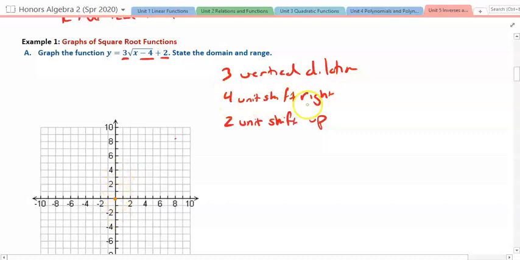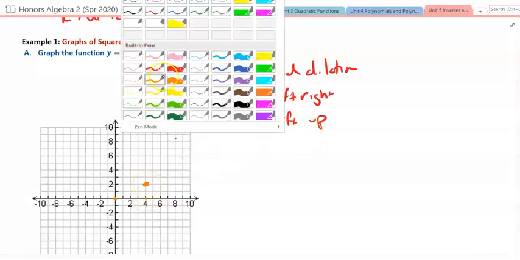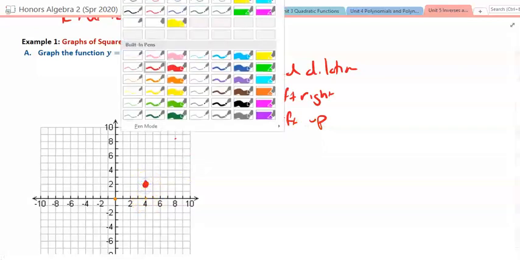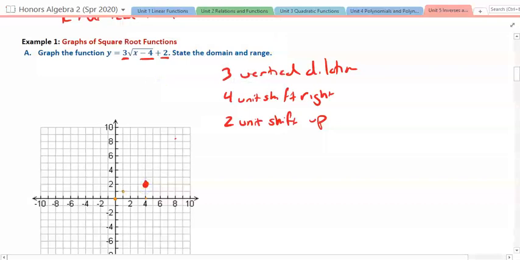move me anywhere vertically because 3 times 0 is 0. But it will take me 4 units to the right. So 4 units to the right would end me up here, and then 2 units up would end me up here. So this first point, and I'm going to change the colors here, will be here. Now, my next point would have been at 1, 1, because the square root of 1 is 1. And so vertical dilation of 3 means 1 times 3 ends me up at 3. 4 units to the right, and 2 units up takes me there. And so again, changing my color, my point is now here.